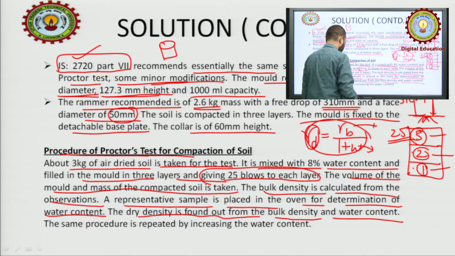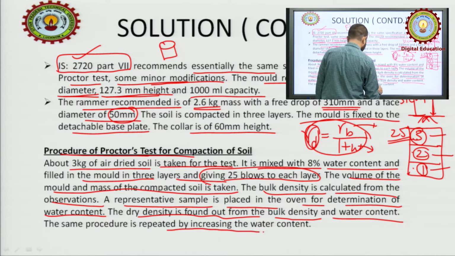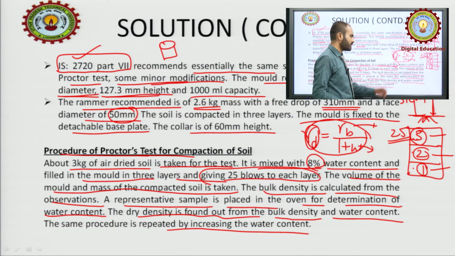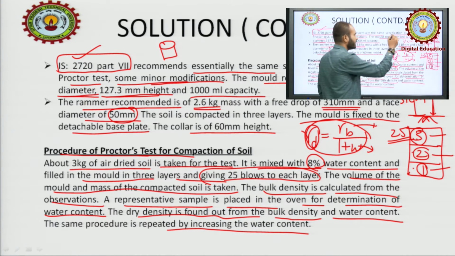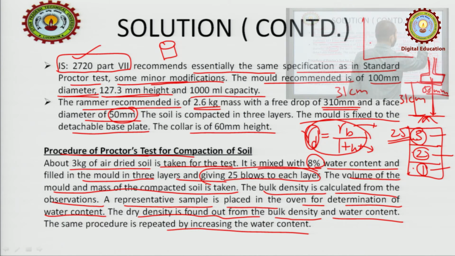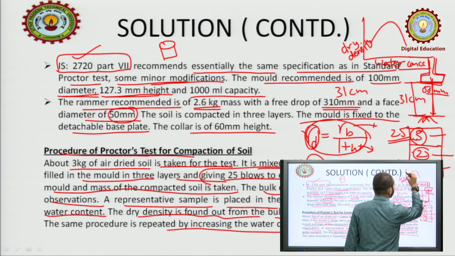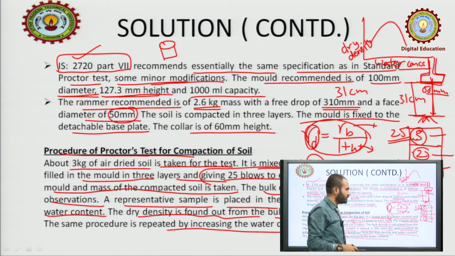Okay. Then the test is repeated, increasing the water content. First we start with 8, then we can go further, increase the water content and do the compaction test, so that we can get a curve between the dry density and the water content. Okay, this type of curve will be obtained. We will be seeing that.